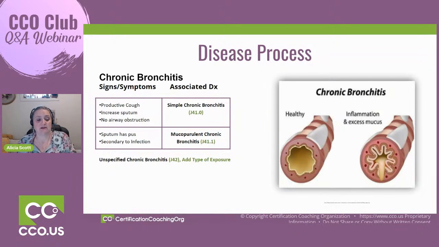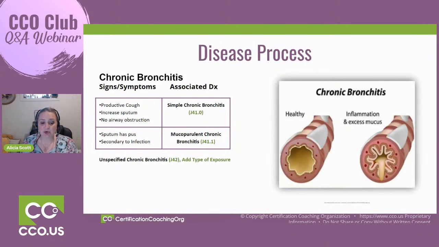Now, you'll hear me talk about this because this is what I grew up with, bronchial asthma, and it's all locational, and that's why they give it a higher definition or specificity. When you're looking at the disease process for chronic bronchitis, we need to first look at the signs and symptoms. There's a difference in the types of chronic bronchitis.